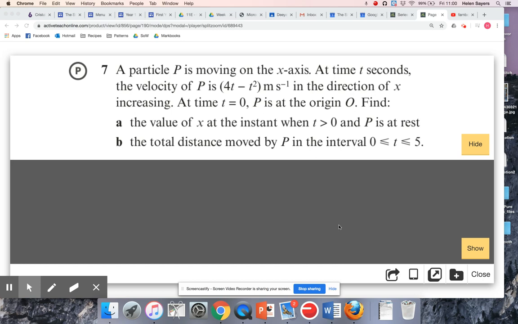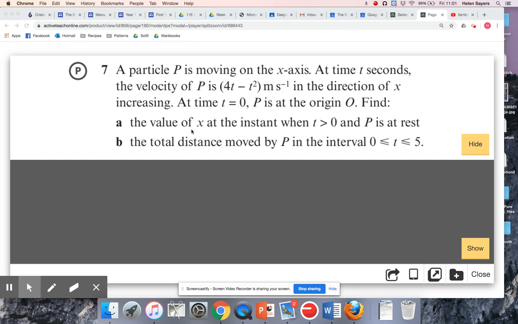Okay, so we're doing exercise 11D from the first year mechanics textbook, and we're looking at question 7. We're told particle P is moving on the x-axis, and we're given its velocity in terms of time, and it's moving in the direction of x increasing, and then we're told that when t is 0, P is at the origin. So when t is 0, its displacement from the origin is 0.